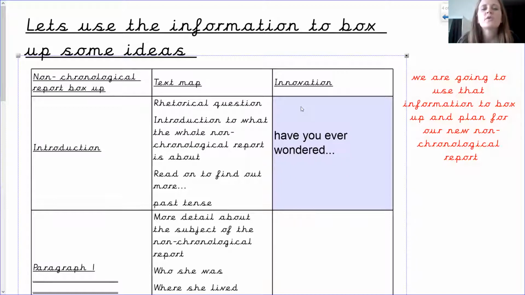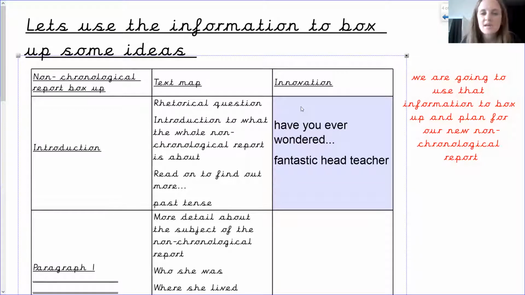Then I'm going to introduce what the whole non-chronological report is about. And this is going to link back to my rhetorical question. So I'm going to say, fantastic head teacher. Okay, because maybe I want to mention that. Maybe I want to say what being a head teacher is like. Maybe I want to say about or how someone leads an outstanding school. So pause the video now and write some notes in your introduction.